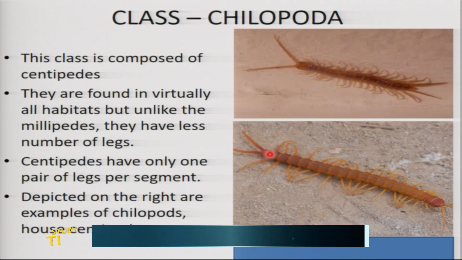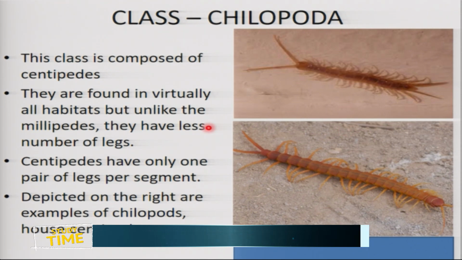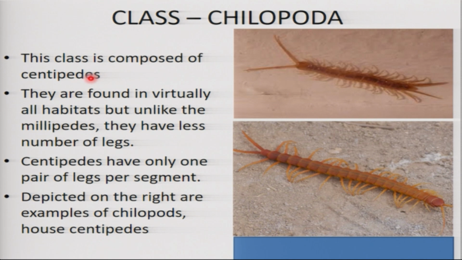So these are some of the members of the class Chilopoda. The class is composed of what we call centipedes, all right? The centipedes, cent means 100, and ped is foot. So they can possess 100 or more legs, all right? They are found everywhere, and they have one pair of legs per segment on opposite sides, but for Diplopoda, they possess two pairs on the segment on opposite sides.